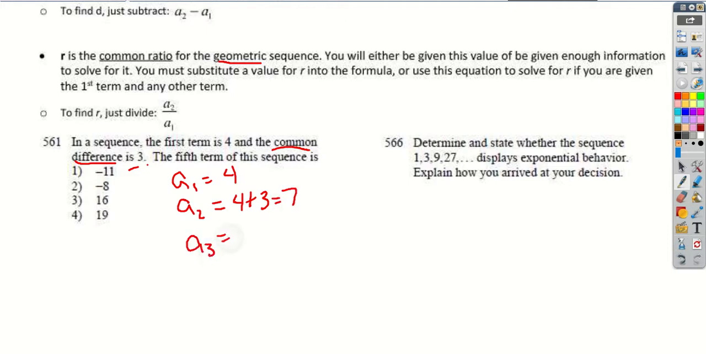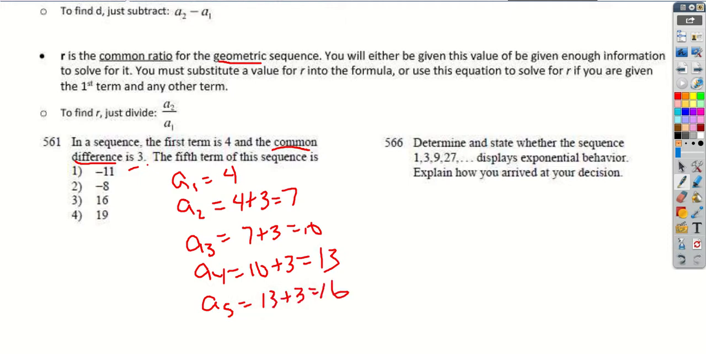The third term would be 3 more, so 7 plus 3 is 10. See how this works? Fourth one, 10 plus 3 is 13. And the fifth one would be 13 plus 3, which is 16. So that's how I know the answer to that one.